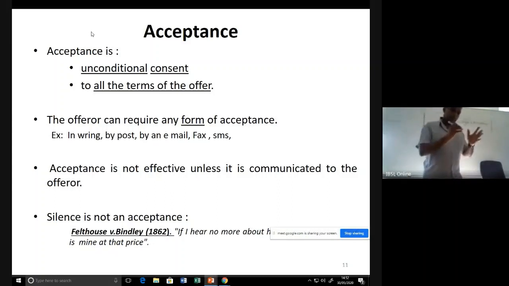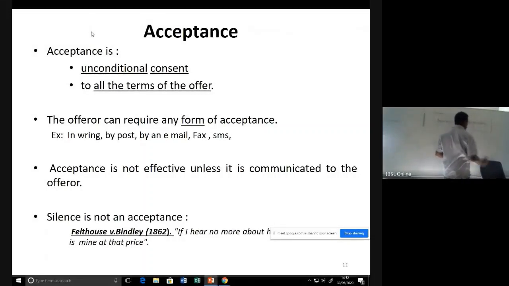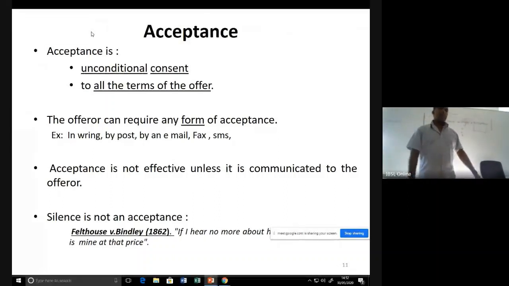This part we have now already studied. All the principles that apply for an offer: how to make an offer, who can make an offer, who can accept the offer, to whom the offer can be addressed, when the offer comes to an end. All these principles we have now discussed. That part is over. Now we are going to discuss acceptance. What is an acceptance?